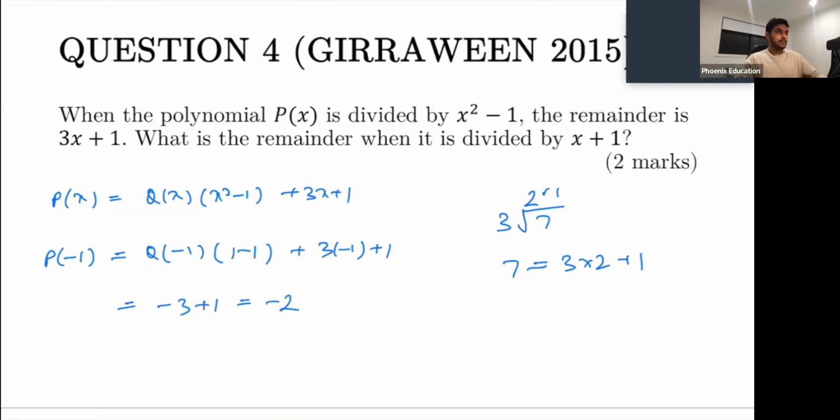Okay, and that's that question. So I'll let you have a think about it. It's also really important that you guys know how to do this particular style of question.